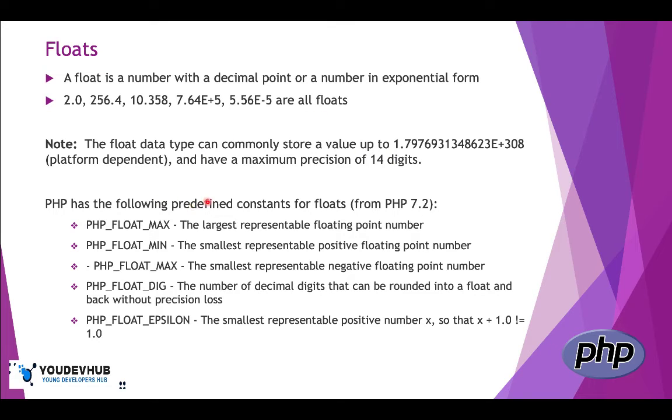PHP has the following predefined constants for floats. From PHP 7.2 upward, we have PHP float max, the largest representable floating point number, PHP float min, the smallest representable positive floating point number, float dig, and float epsilon, the smallest representable positive number x, so that x plus 1.0 is not equal to 1.0. Well, all these might not be needed now. They are just for noting down. They might not be used soon, but just note them down.